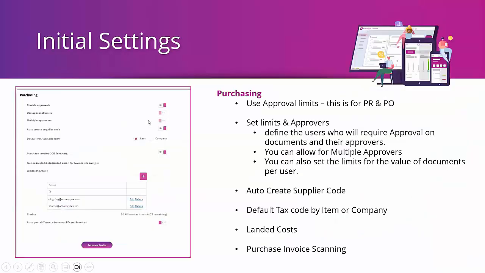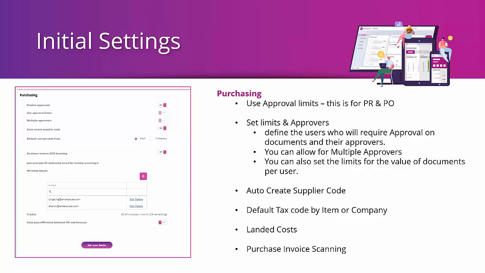Okay, so now let's look at the initial settings overall for purchasing. So if we start here with purchasing, you can see there's lots of different things that we can switch on. We can disable or enable approvals. If you want to enable approvals, you need to leave the toggle off to the left. The way it's switched on there at the moment means it's disabled. That means approvals for purchase requests and purchase orders is currently switched off. So switch it to the left, and then you will be able to use, if you choose, approval limits.